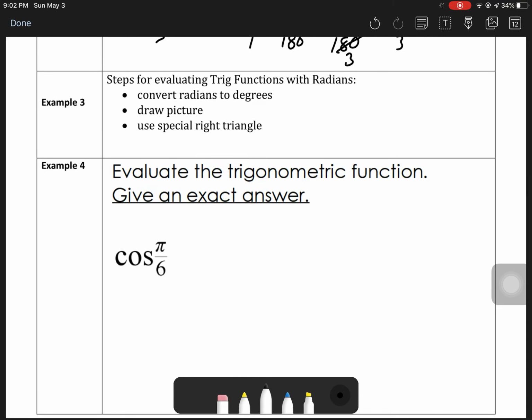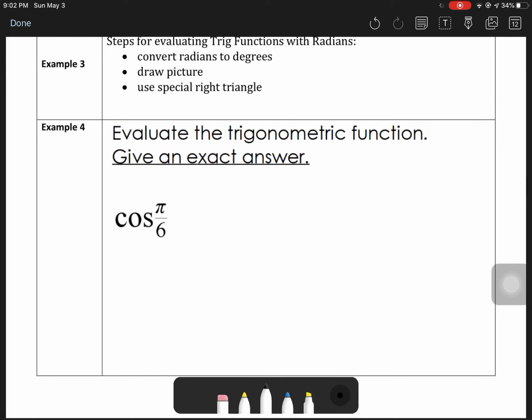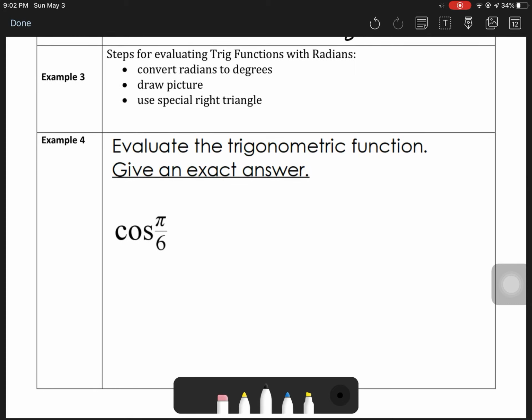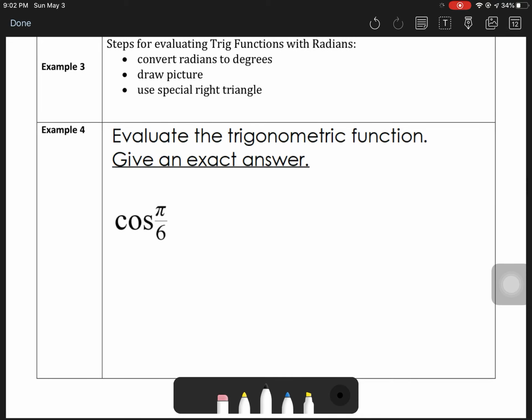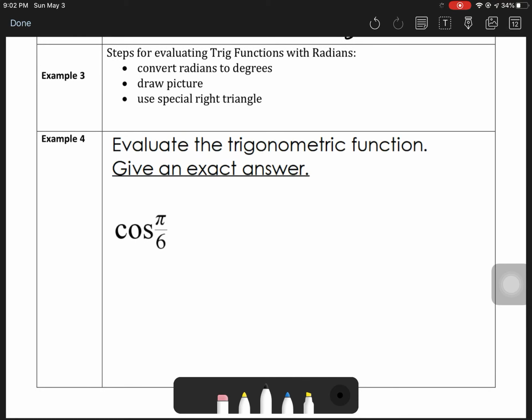All right, the next part of this, evaluating trig functions with radians. When you evaluate trig functions, there's some cool stuff that we're going to do. This is going to relate back to the special right triangles. But in order to evaluate these, what we need to do is actually convert everything into degrees. So now we want to go backwards. If we want to evaluate this trig function for cosine of pi over 6, we need to figure out what pi over 6 is in degrees.